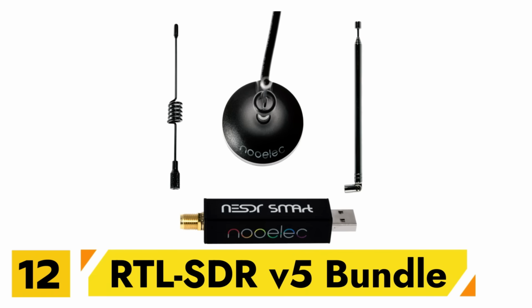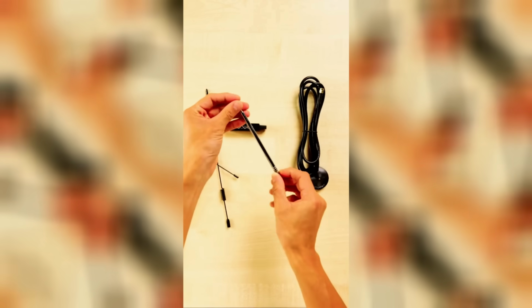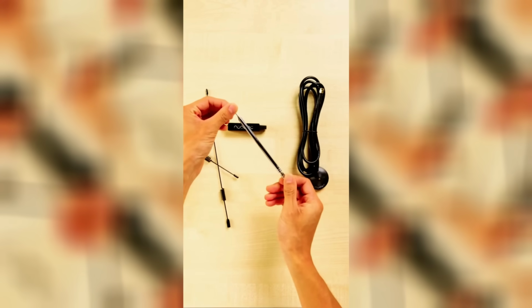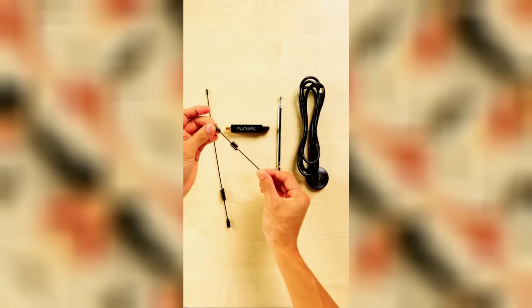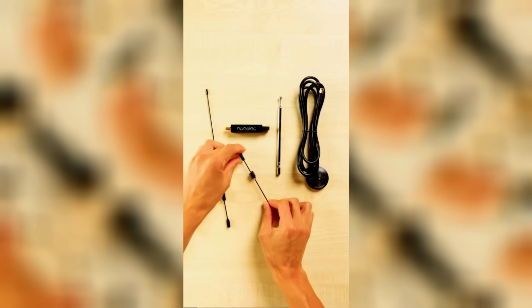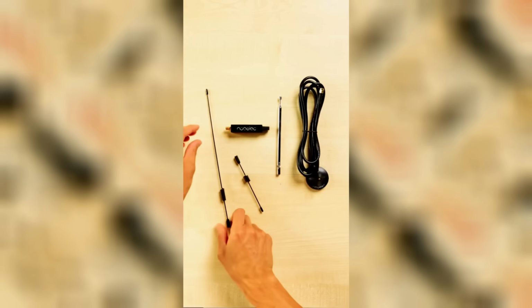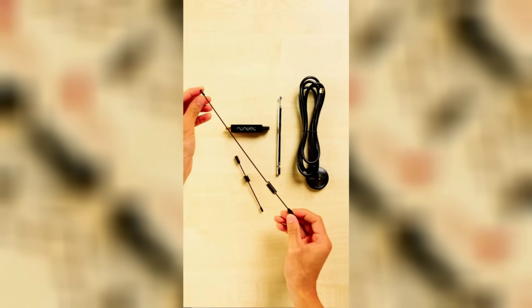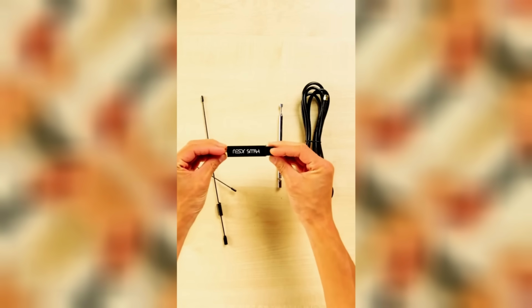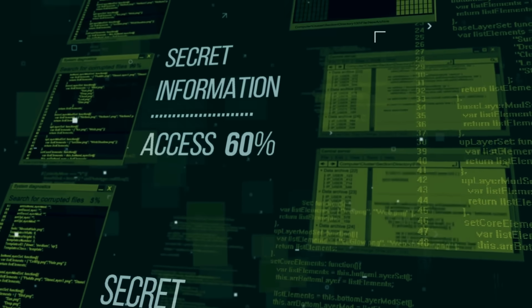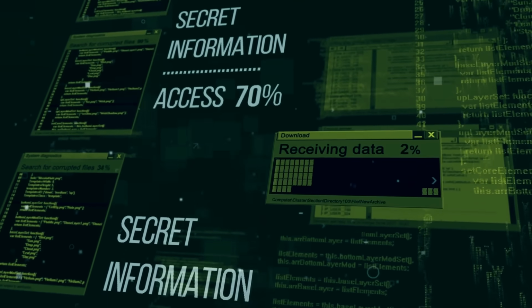Number 12, RTL-SDR Wi-Fi Bundle. To explore the wireless spectrum, a specialized tool is needed that can capture and analyze signals without requiring any authorization. The RTL-SDR Wi-Fi Bundle fulfills this role perfectly. It is a software-defined radio device that transforms your computer into a real-time signal receiver and analyzer. With it, you can decode a wide variety of signals, including air traffic communications, weather satellite data, police radio transmissions, and even nearby Wi-Fi frequencies.